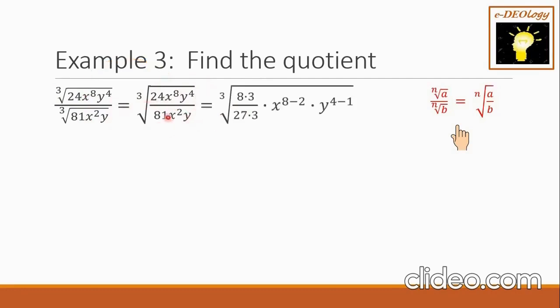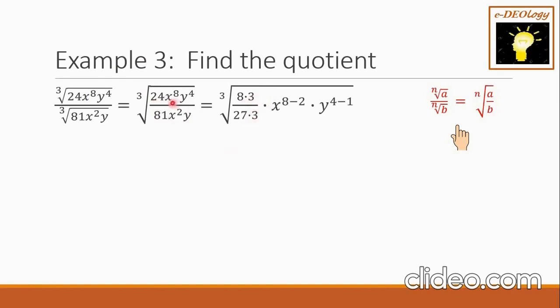And then we're going to group the numbers together. We're going to group the x together, also the y's together. For the numbers, we're going to simplify this by factoring out a common number to the numerator 24 and to the denominator 81. So the 24 is now factored out into 8 times 3. The 81 is factored out into 27 times 3.